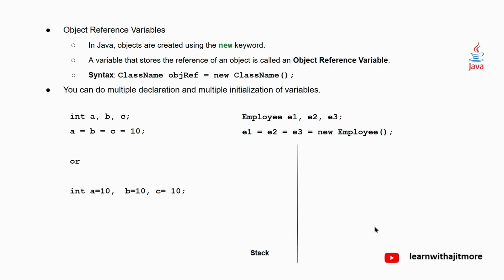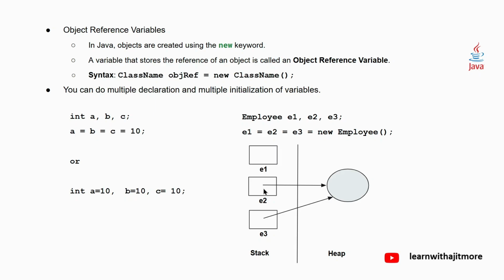Get it? I'll just show you pictorially. That is the stack part and the heap part. On the stack, one reference variable e3, then the object is created. Then the same reference is copied in e2, the same reference is copied in e1. All three are referring to the same object. Okay, so I hope this concept is clear to you.